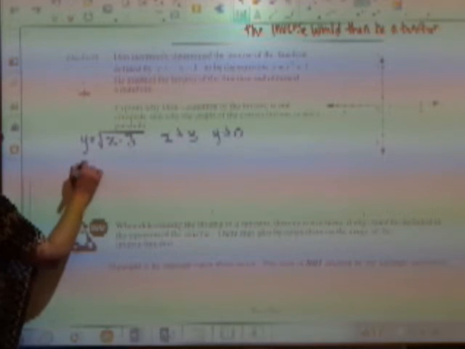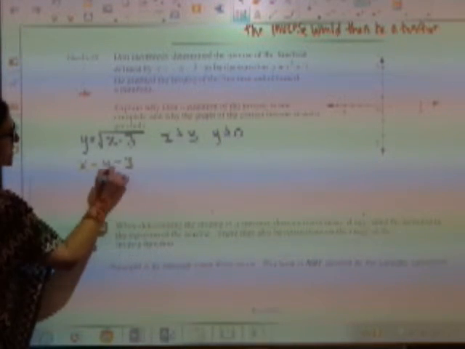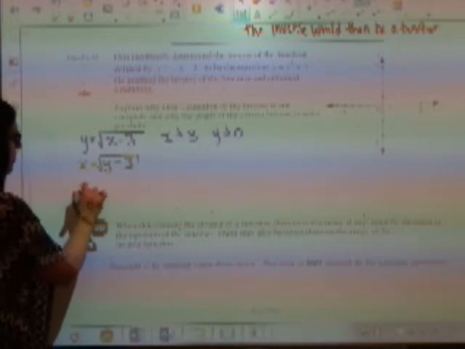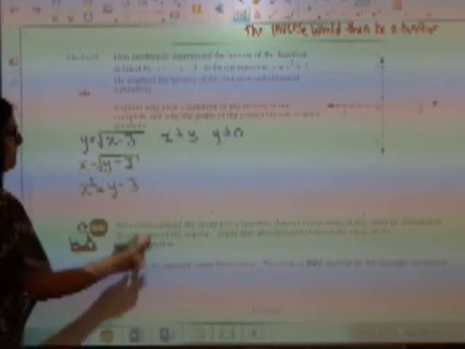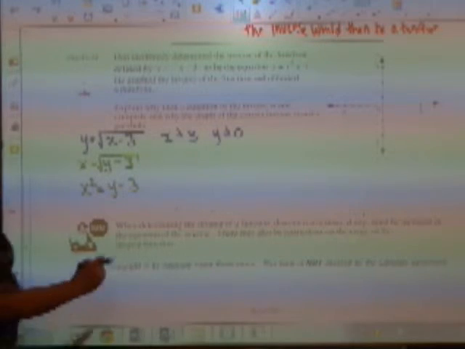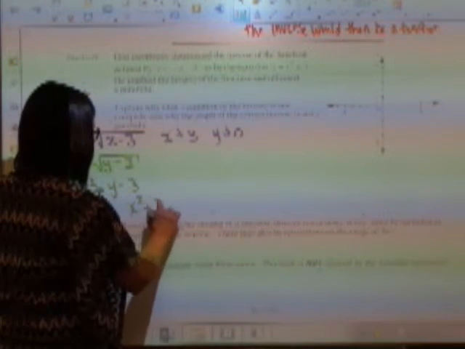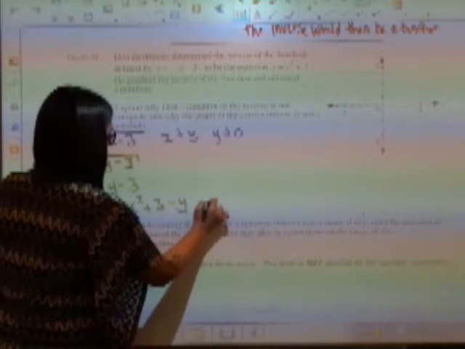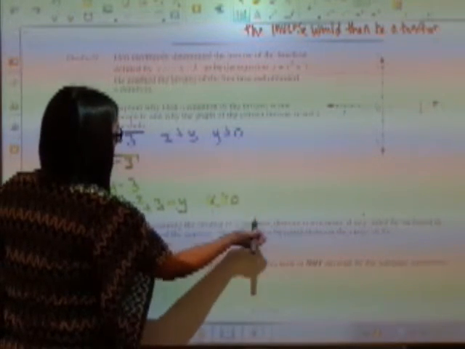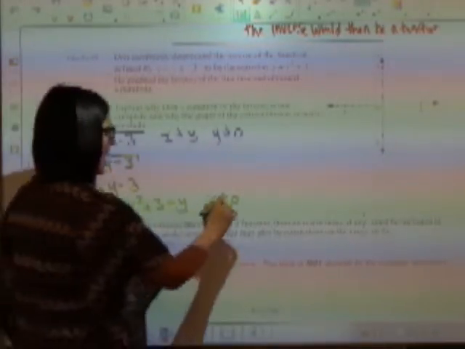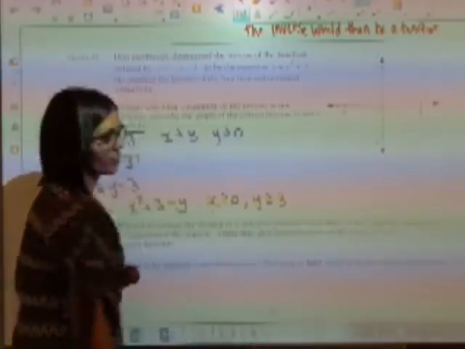So if I look at the inverse, I interchange the x and the y. So I get x equals the square root of y minus 3. I want to get y by itself, so I need to get rid of the square root sign. How do I do that? Square both sides. So x squared would equal y minus 3. And then add 3 to both sides, and I get x squared plus 3 equals y. But x has to be greater than or equal to 0, and y would be greater than or equal to 3.